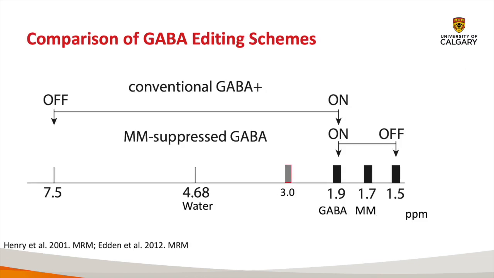So here I just wanted to compare these two acquisitions. In the top I have the conventional GABA plus acquisition. The on pulse is applied at 1.9 ppm and the off is applied at 7.5 ppm, which happens to be symmetric about the water peak. In the macromolecular suppressed acquisition, we still apply an editing pulse at 1.9 ppm, but this time in the off subspectrum we apply it symmetric about that peak, such that we aim to remove all of that signal in the difference.